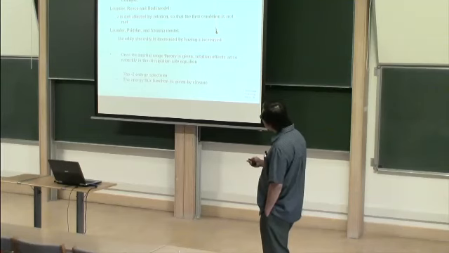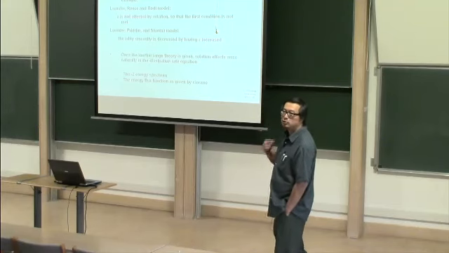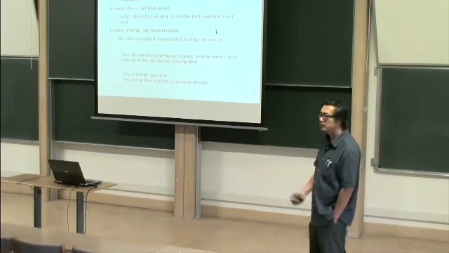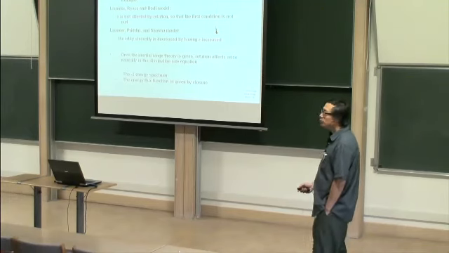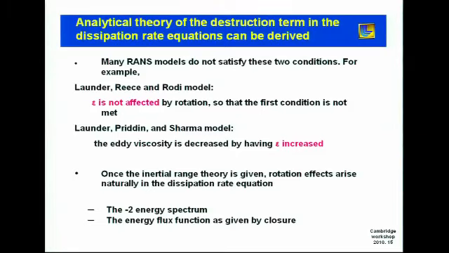And this modified model from the classic model, developed a little bit later, in this kind of case, the eddy viscosity is decreased by having the epsilon increase. So obviously, that goes in the other direction from what we talked about. When you have a strong rotation, the eddy viscosity needs to go to 0 rather than increase. All right, so there's a need for a model that can satisfy the two conditions we talked about.